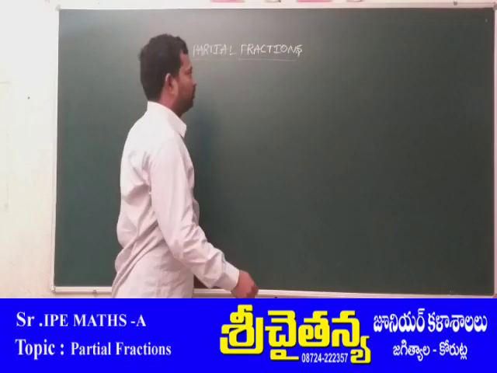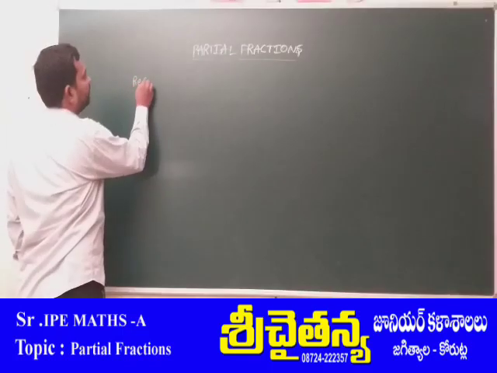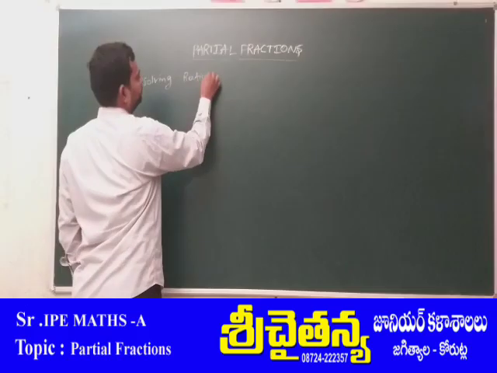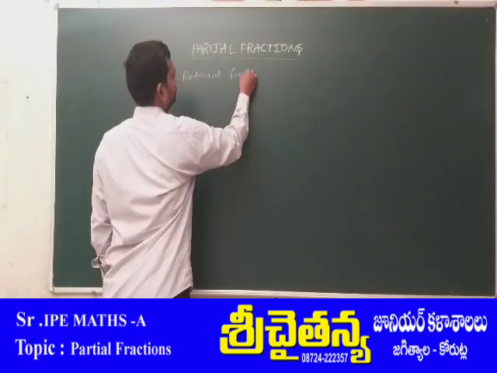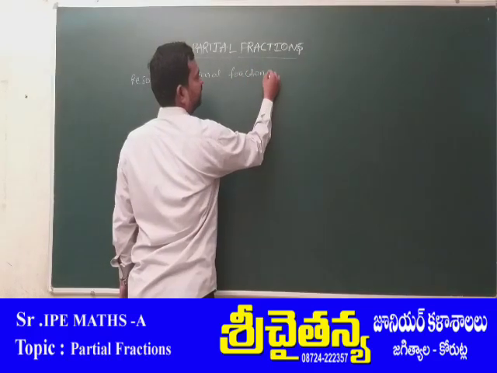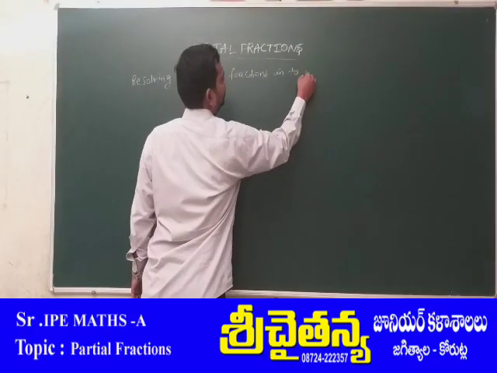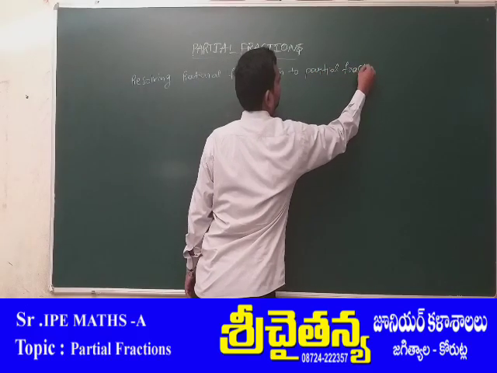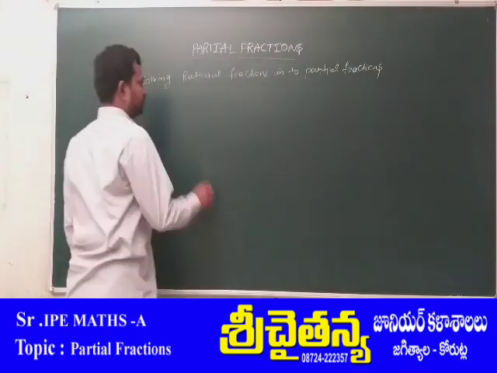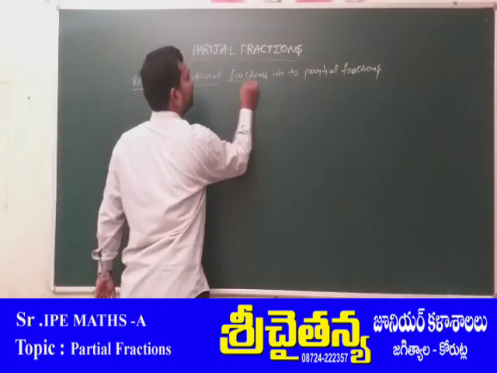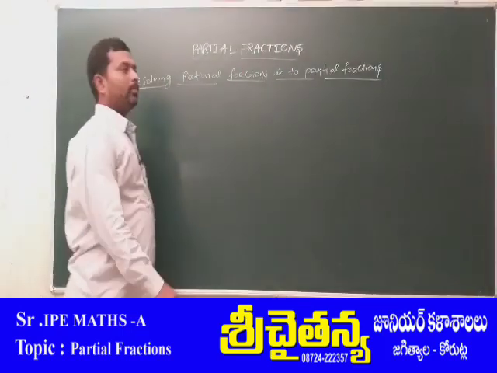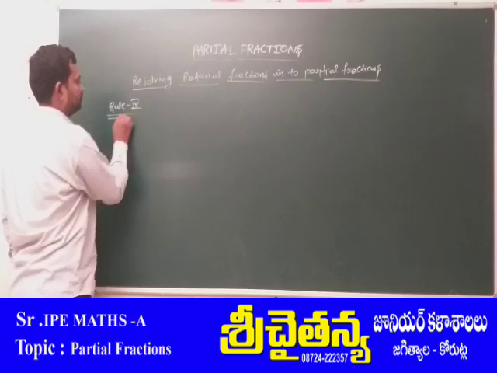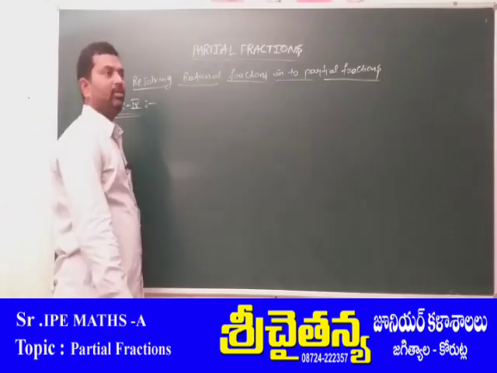which 4th rule. That means resolving rational fractions into partial fractions. So here we are discussing resolving rational fractions into partial fractions in rule 4. What is rule 4 here?